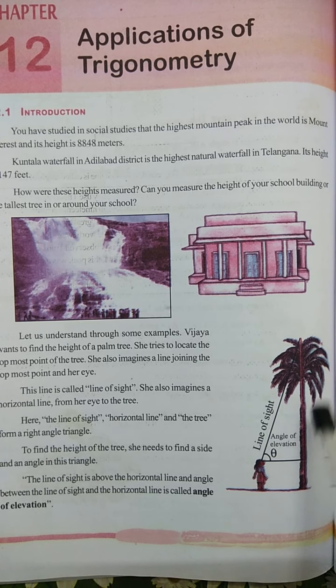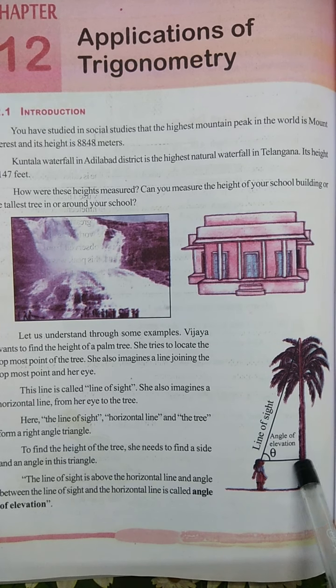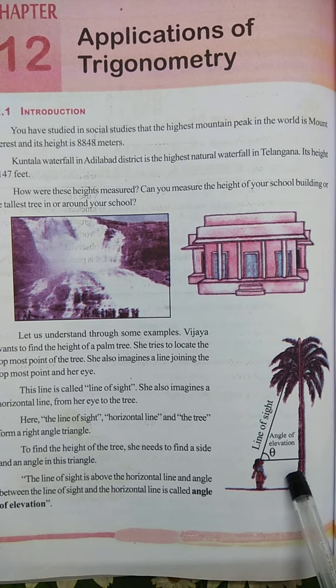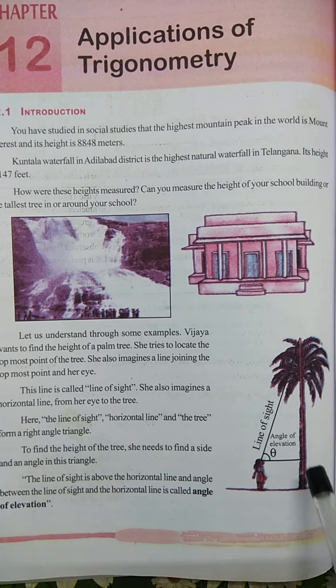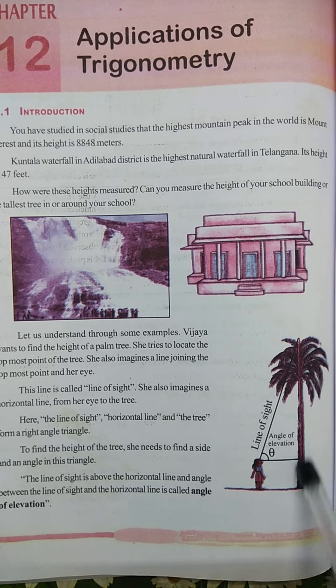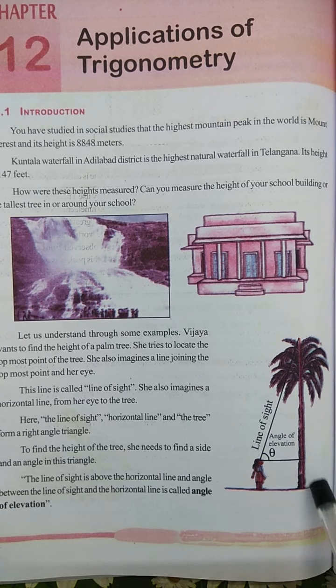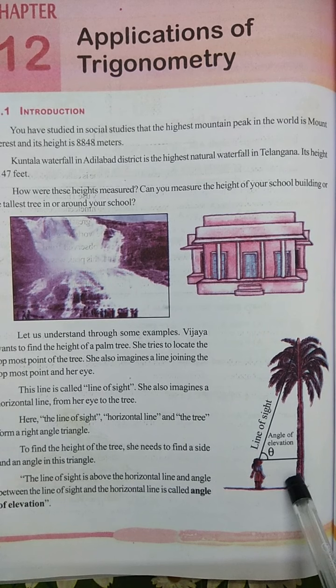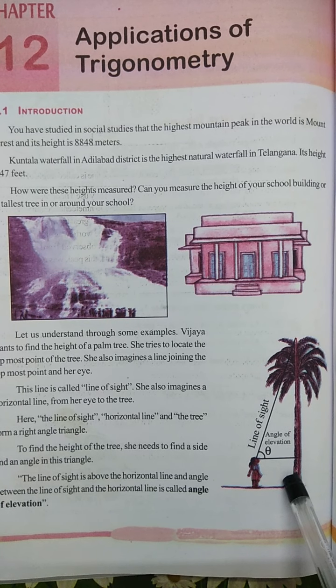Any object, whether it is a building or a mountain or any tree or any pole, is vertical on the horizontal plane, which means it is perpendicular. Any building, pole, tree or mountain stands vertically on the ground, which means it forms a right angle, a 90-degree angle, at the point of joining.